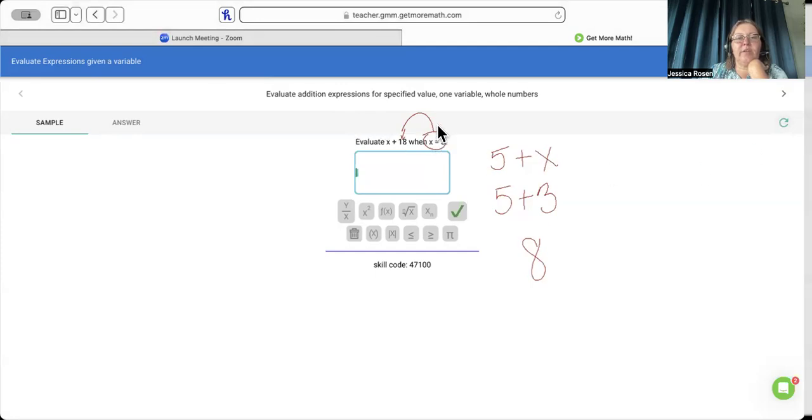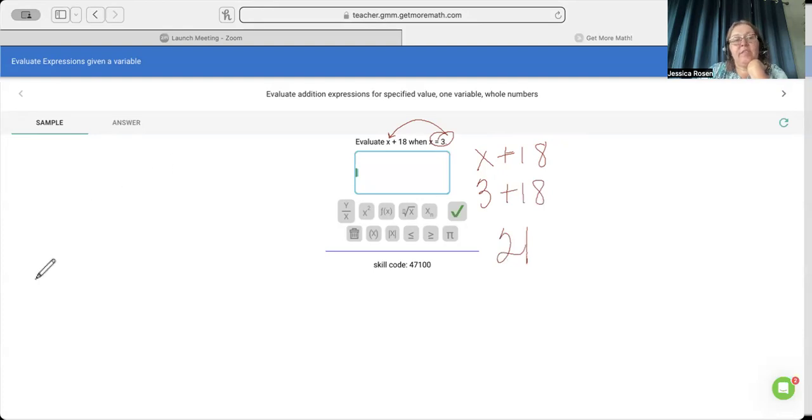So again, 3 is going to go in for x. So we're going to replace that x with 3. So instead of having x plus 18, you're going to have 3 plus 18, which gets us 21. It's that simple. So anytime that we are told what x is, we can simply substitute. Some people say plug it in, but the actual term you're going to use is substitution.